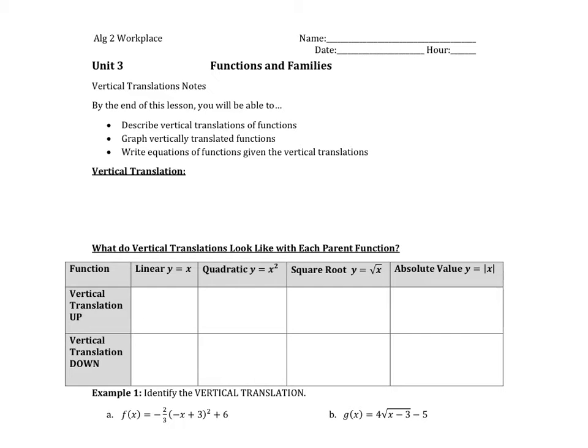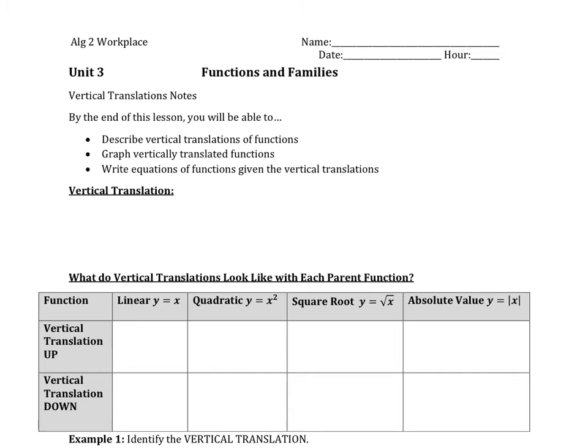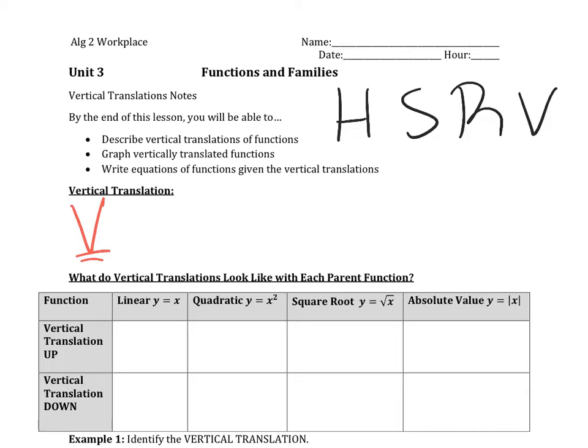So today we're going to talk about the last transformation. So again, we have our order. Order is very important when it comes to transformations, HSRV. So we've done H, horizontal translations, moving left and right. S is for stretches and shrinks, that's getting taller or shorter. Reflections, flipping over the X or Y axis, and now we're going on to V, which stands for vertical translations. This is moving up or down.